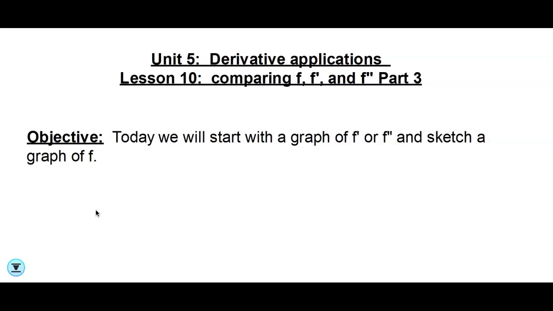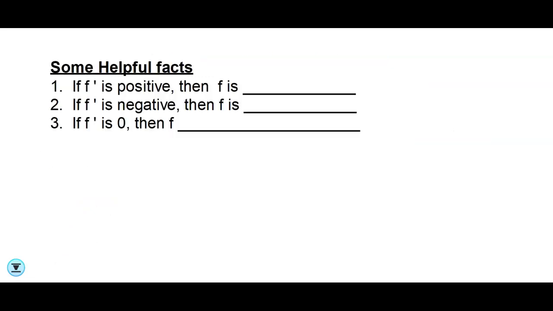We are going to continue our task of comparing the graphs of f prime and f double prime. So in our last lesson, we started with the graph of f and we sketched graphs of f prime and f double prime. Today we're doing the opposite. We're going to start with graphs of f prime or f double prime, and we're going to see if we can sketch a graph of f from that.